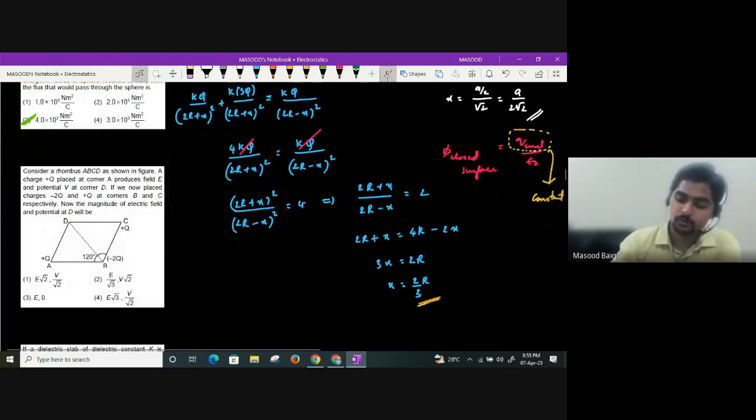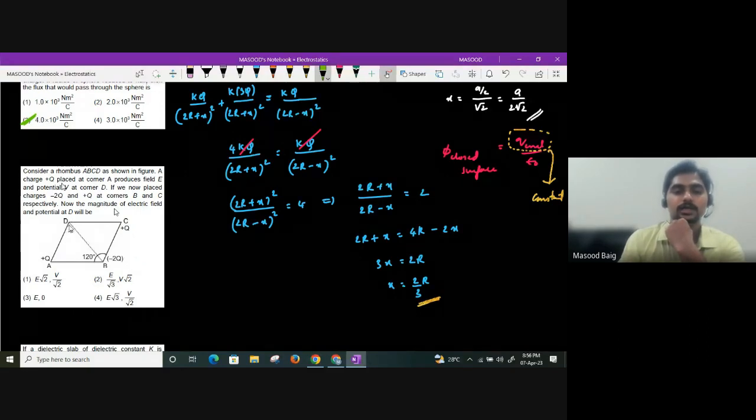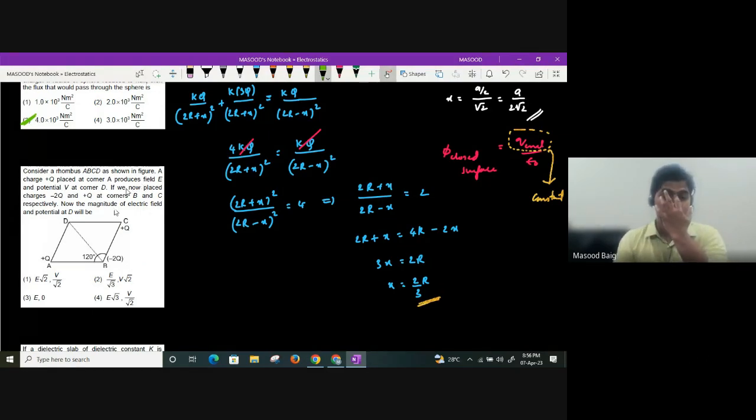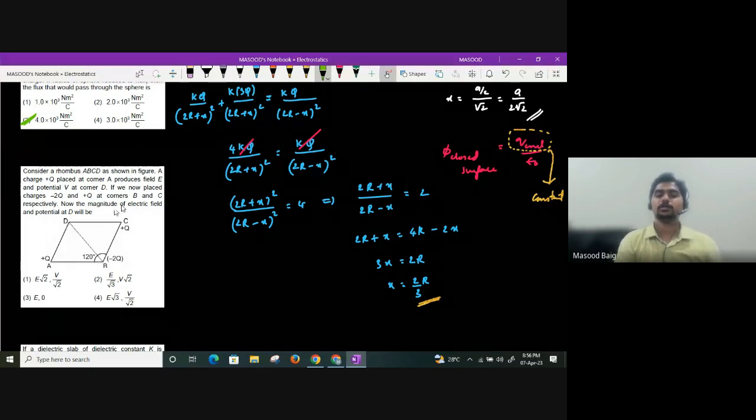Very important question of calculating the electric field and potential, guys. Consider a rhombus ABCD as shown in the figure. A charge +Q placed on the corner A produces electric field E and potential V at corner D. If we now place charges -2Q and +Q at corners B and C, now the magnitude of electric field and potential they are asking.